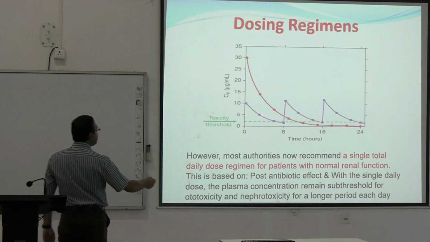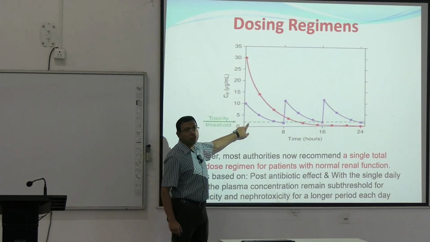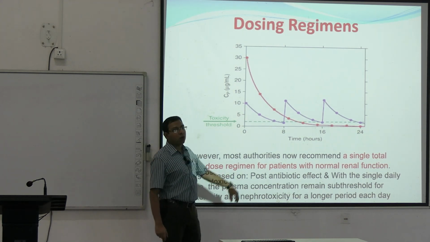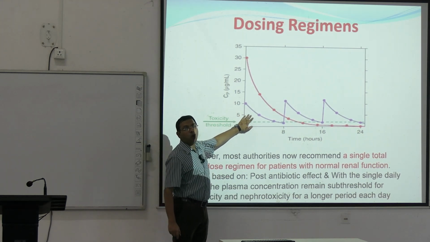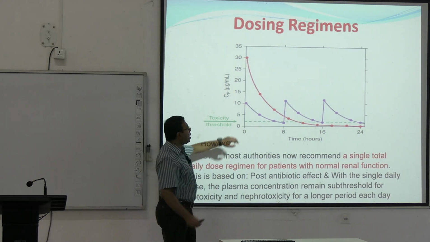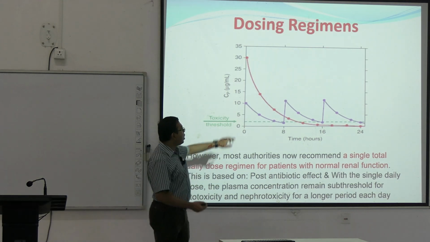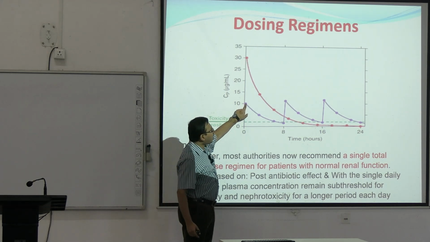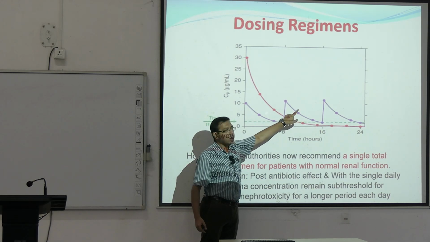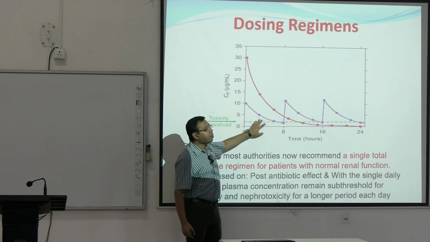So you can see, when we are using the 3 times daily dosing, this green line is the toxicity threshold. If the drug concentration stays above this for a prolonged period of time, there will be more chances of toxicity. Because of the short half-life, it is customary to use it 3 times a day. First we give the drug, it decreases, again we give the drug, it decreases again. So in most of the cases, this will be above the toxicity profile.